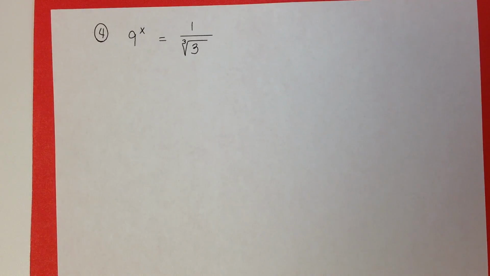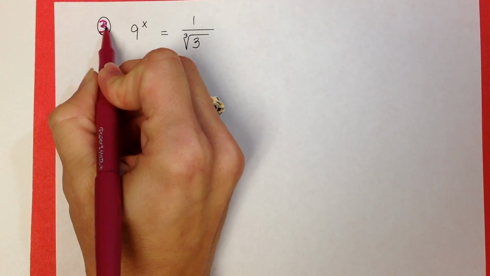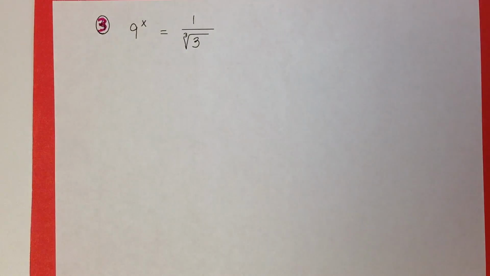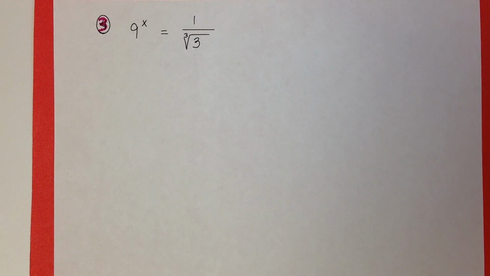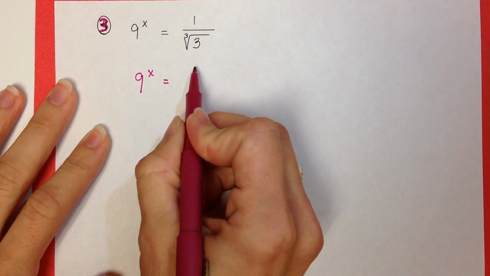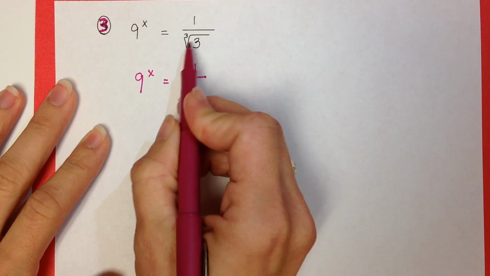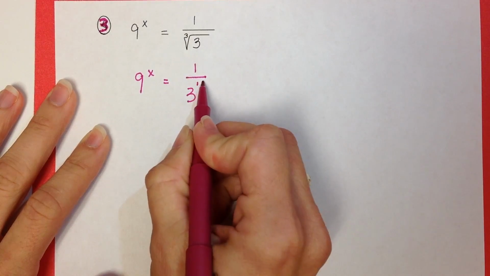This is actually number 3. I had changed my examples a while ago, so if you want to keep your numbers going in sequence, this would be number 3. Now on this one, a couple things we have to deal with that we haven't so far: first of all, the fraction, and second of all, the radical. First, let's rewrite the radical. Writing it in exponential form, that would be 3 to the 1/3 power.